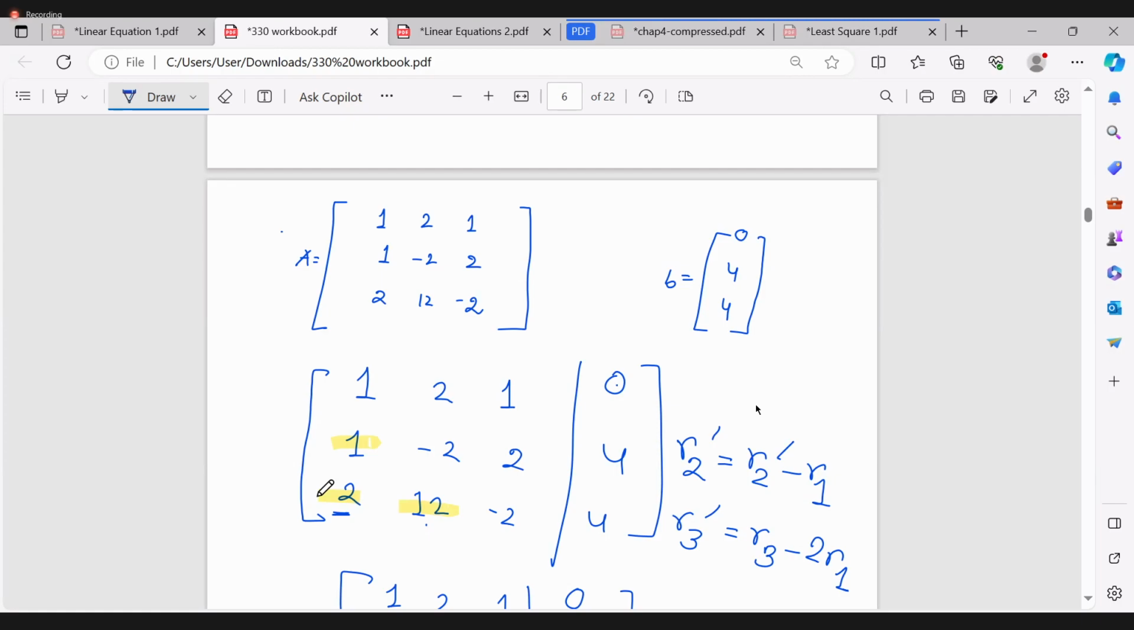ম্যাম, এটা করা কি বাধ্যতামূলক? আমি যদি রিডিউস রো এশেলন ফর্ম দিয়ে সলিউশন করে দিই?